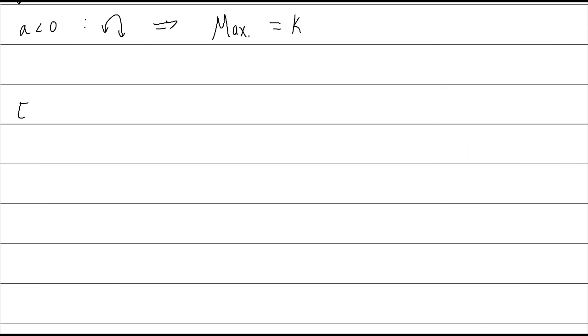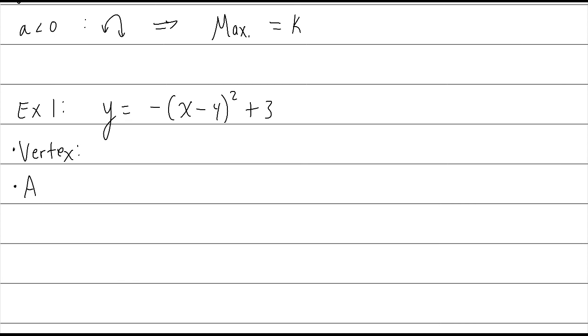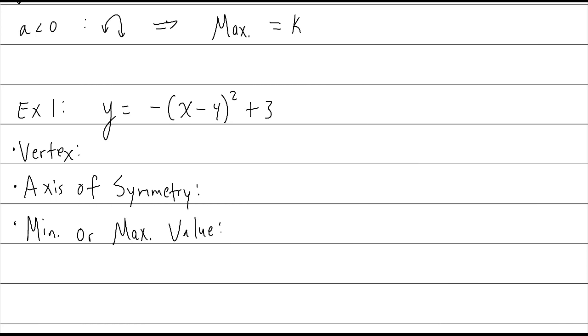Example 1. We have y equals negative (x minus 4) squared plus 3. And I want to determine first the vertex, then the axis of symmetry, I want to determine if it has a min or max, and what the value is. And then I'll sketch the graph while I'm at it. Okay, so I'll do all those things.